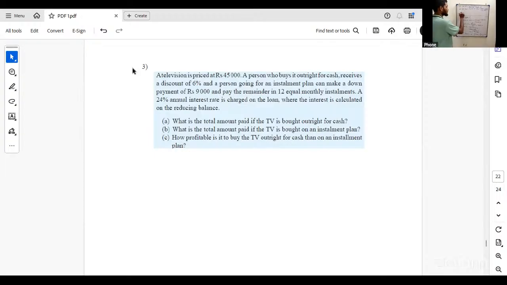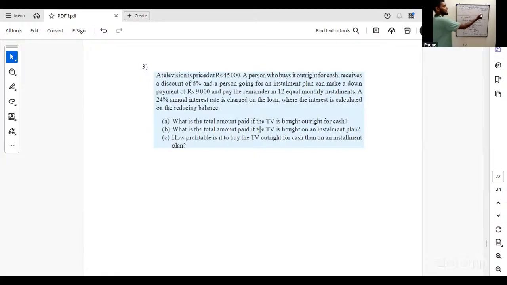Then last one. That's it, right? So what they are asking about is the total amount paid if the TV is bought on an installment plan. So they are asking for the total amount. That's it. Finished. So we don't need to find the monthly installment and stuff because they don't ask for that. So they ask from this one and stop it.